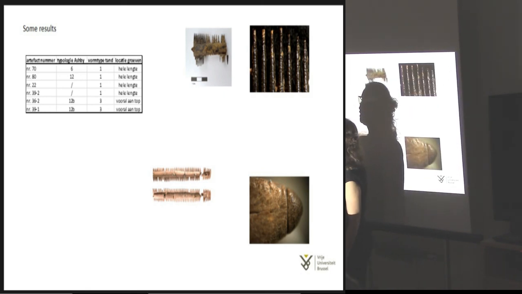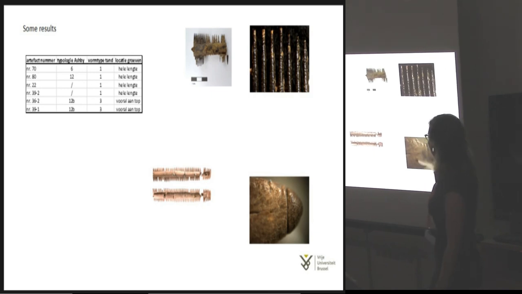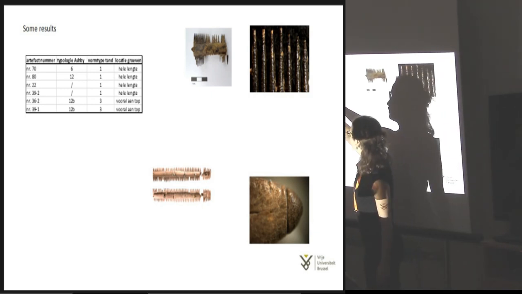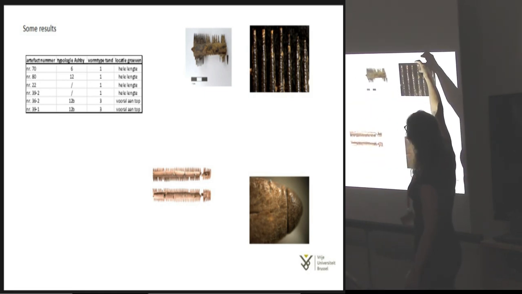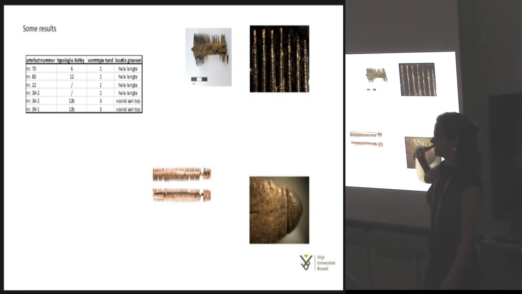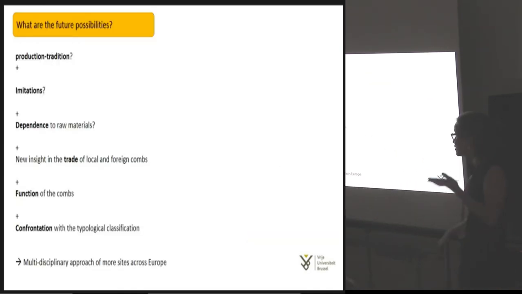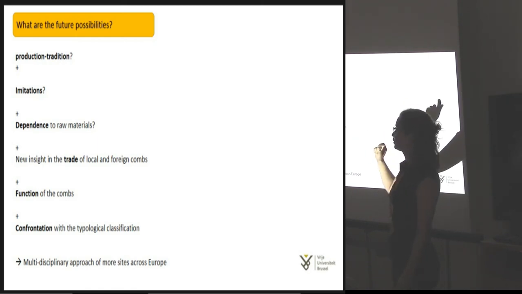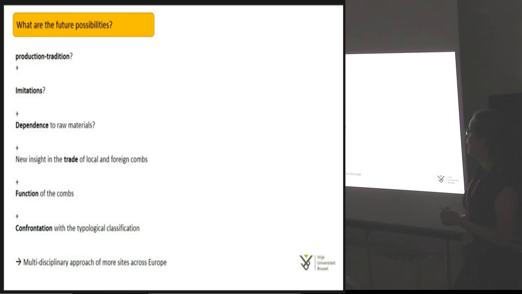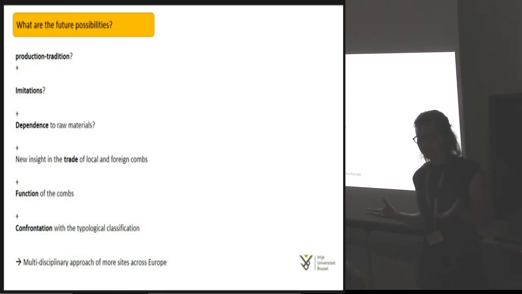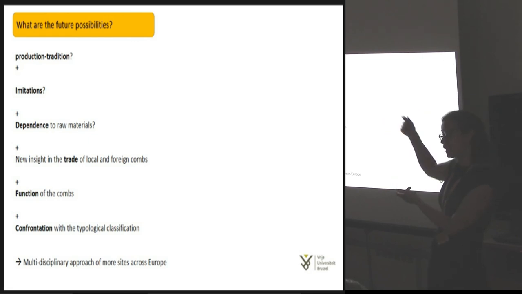Type 12B will mostly give really big traces at the top of the teeth, where the other types will give traces from the top until the bottom. So it can also give you an insight into what they were used for. Why is this method interesting? I think it is because of that production tradition. It can really give us new insight. Those Scandinavian combs were, I think, fashionable in the lowlands. We don't know if they came from Scandinavia, using the same typology, or if they were just imitated locally. So it would be interesting to see if we can see the difference in production tradition.